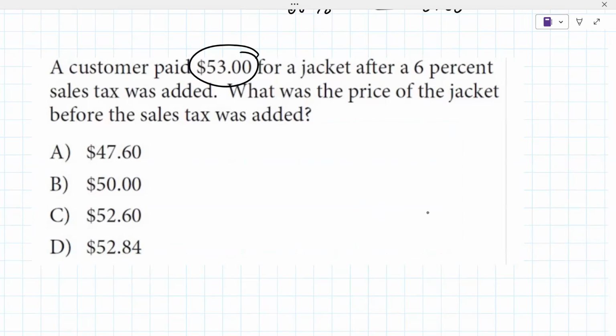Well, can the answer be bigger? So we can immediately cross out the ones that are smaller. Wait a minute. These are all smaller.